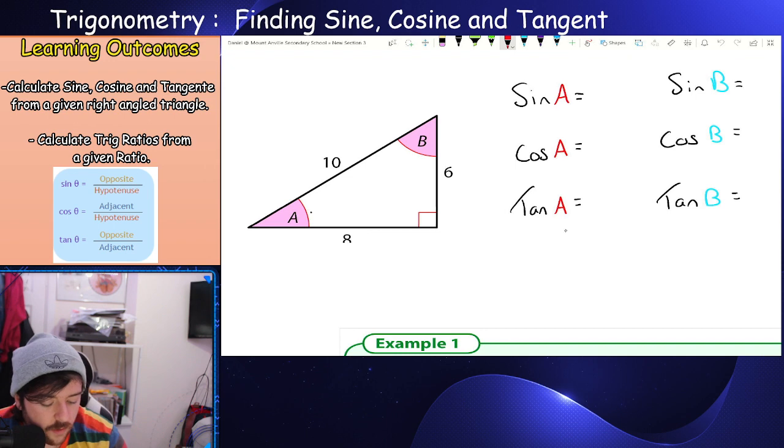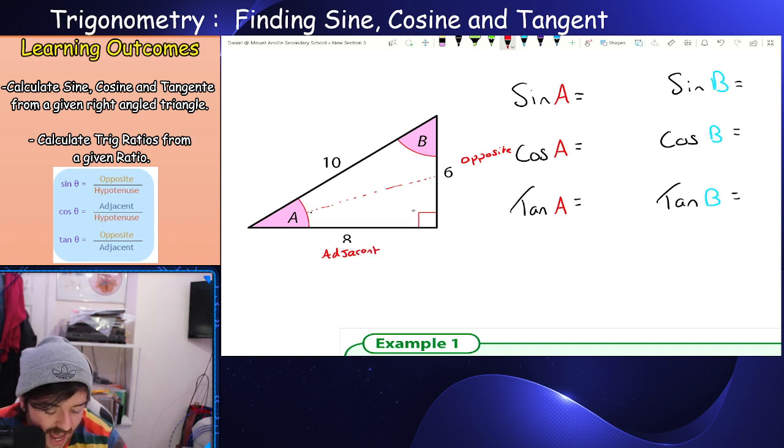I'm going to start with angle A as my reference angle. If I go across here, the side that's opposite my reference angle is my opposite. In this case, the opposite for angle A is going to be 6. Then this one here is going to be the adjacent. And the side that's always opposite the right angle, and the longest side, is known as the hypotenuse.